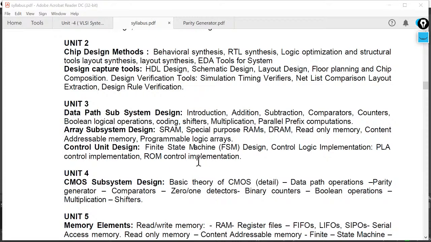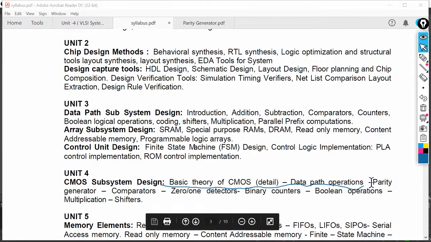In the previous class, we discussed the first topic of our VLSI system design, VLSI CMOS subsystem design, that is the basic theory of CMOS along with some data path operators. This topic we covered in our previous lecture. Now in this lecture we will discuss the second topic.